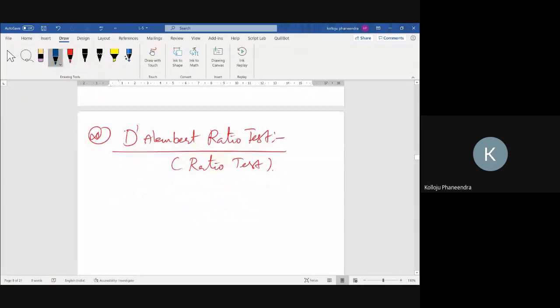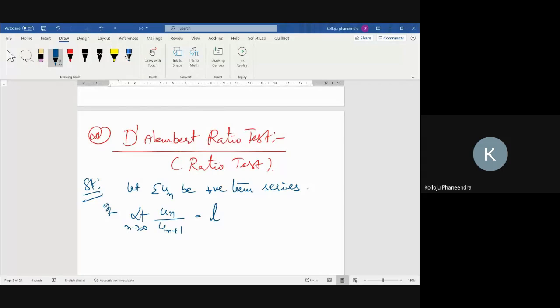And what is the statement here? The statement is, let sigma un be a positive term series. If limit of un by un plus 1 as n tends to infinity, what is that? Un means the nth term, un plus 1 means the n plus 1th term. This is the ratio of the nth term and the n plus 1th term, and its limit value is L.